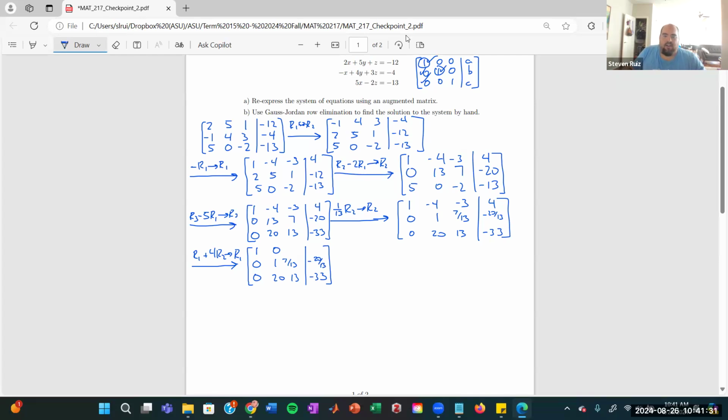All right, and this last column here, this is where we're going to have to start being careful. We're going to have negative 3 plus 4 times 7/13. So I'm going to use this space up in the margin here to show my scratch work. So that's negative 39/13 plus 28/13. This is negative 11/13.